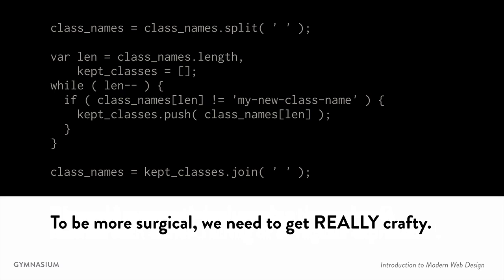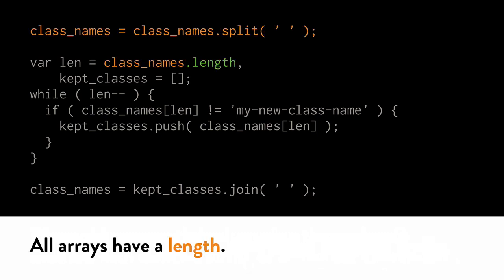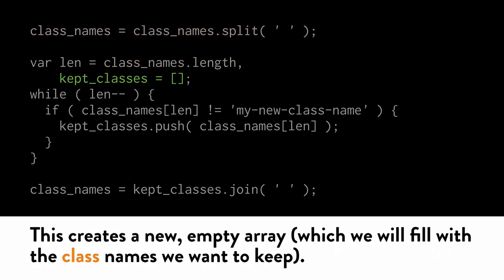So let me walk you through this code here. First of all, we have our class_names variable, which I'm going to split on a space so that I have an array of class names. I'm then going to capture the length of that array as the len variable. And then I'm going to create a second variable called kept_classes, which is going to be another array. It's going to be an empty array, which is what I'm saying there. Square brackets simply means empty array. And that array is what we're going to fill with the class names that we want to keep.